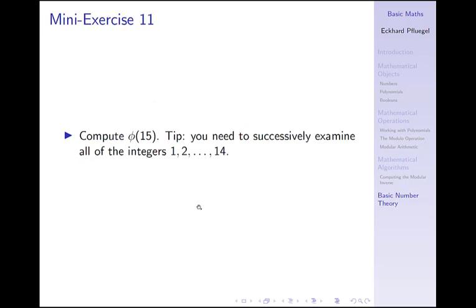And you can practice this now in this mini exercise here. Try to compute phi of 15. As a tip, based on the previous definition, you need to successively look at all the integers from 1 to 14, and for each of them decide whether the GCD of that number and 15 is 1. If it is 1, you include it in your list, so basically you count it. The number of those occurrences will be exactly the output of the function phi.